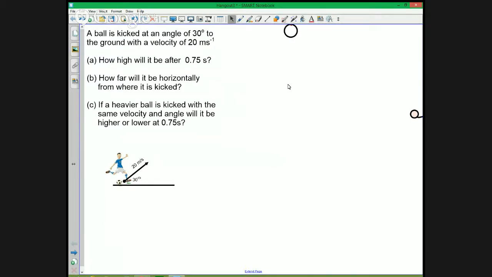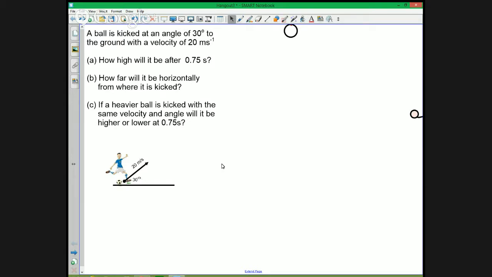A ball is kicked at an angle of 30 degrees to the ground with a velocity of 20 meters per second. How high will it be after 0.5 seconds? And the second part says, how far will it be horizontally from where it is kicked? And part C is the type of question you get asked to make you think about your physics rather than go through all the different calculations.